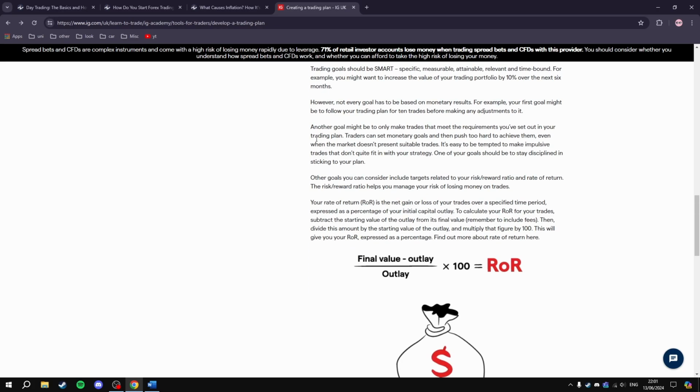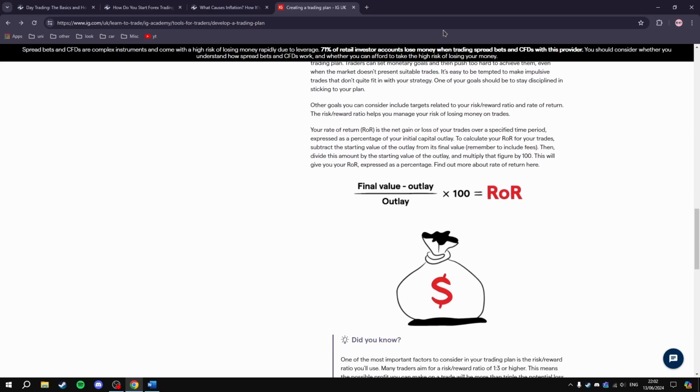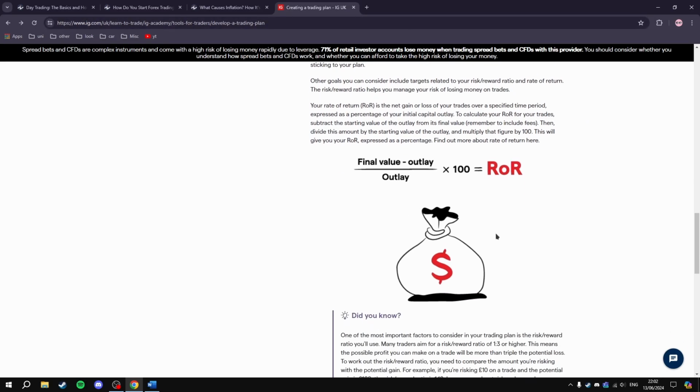So not every goal has to be based on monetary results. So one goal might be to follow your trading plan for 10 trades before making adjustments to it. Another goal might be to only make the trades that meet the requirements you've set in your trading plan. So traders can set monetary goals and then push too hard to achieve them, even when the market doesn't suit their parameters, right? So it's easy to be tempted to make impulsive trades that don't quite fit in with your strategy. So one of our goals could be to stay disciplined by sticking to our trading plan.